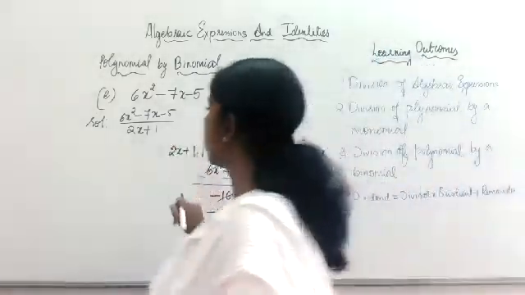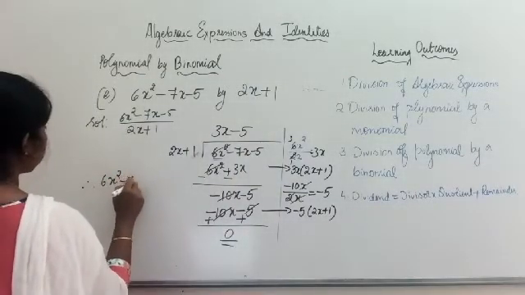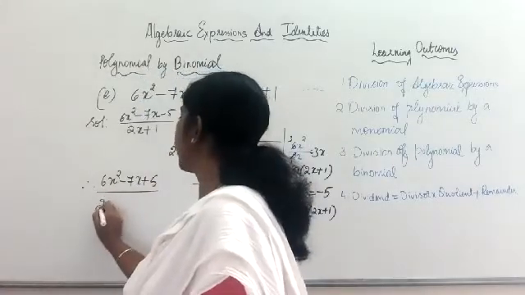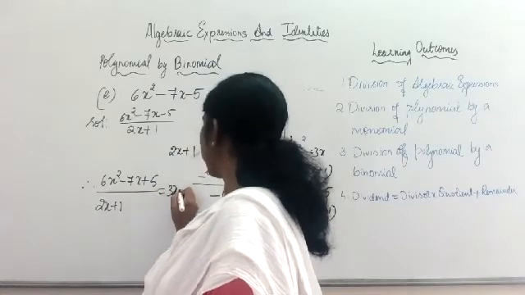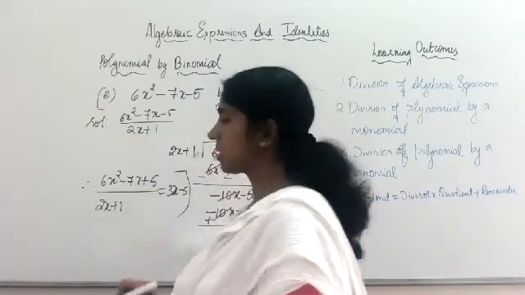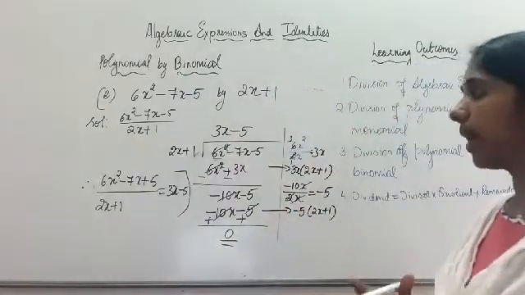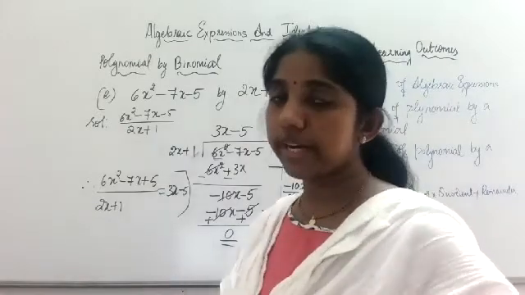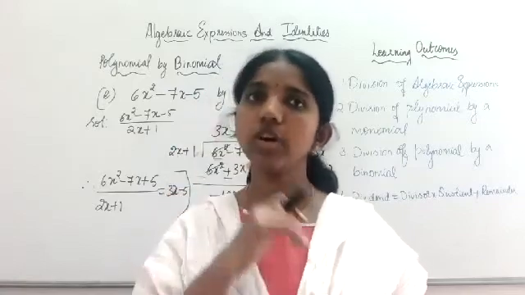So what is the quotient you get here? Therefore, 6x squared minus 7x minus 5 whole divided by 2x plus 1 is equal to 3x minus 5. This is your answer, 3x minus 5. So this is how we divide. To start, you take the first term of the dividend and the first term of the divisor, divide those two, and that gives your first quotient.